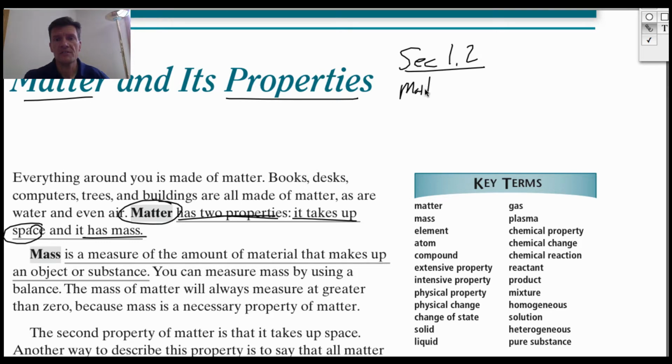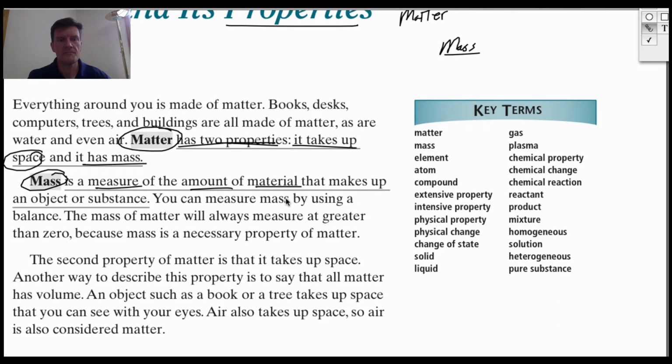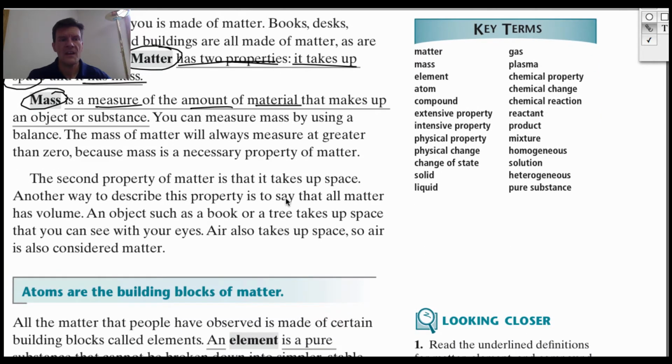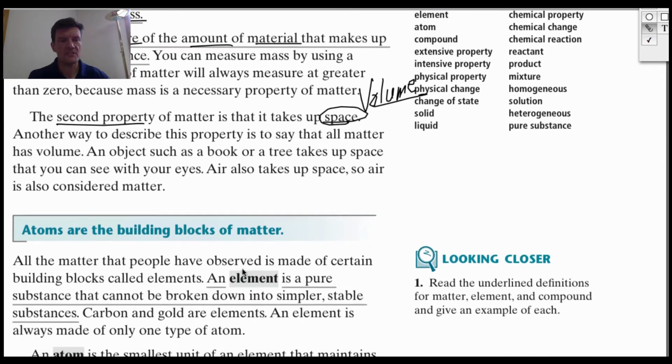So you can write the definition for matter. And then under that, you're going to want to write and explain these words that are in that definition. Mass basically is a measure of the amount of material, the amount of stuff that makes up that particular matter, that substance. And the second property is it takes up space, or we might say volume. It has volume. Make sure you know those two things.